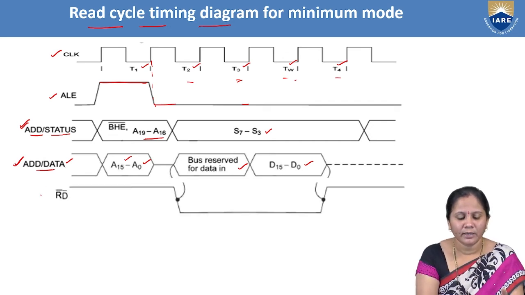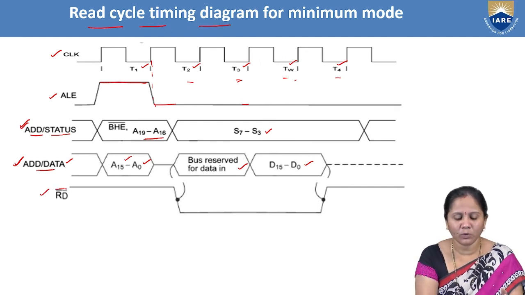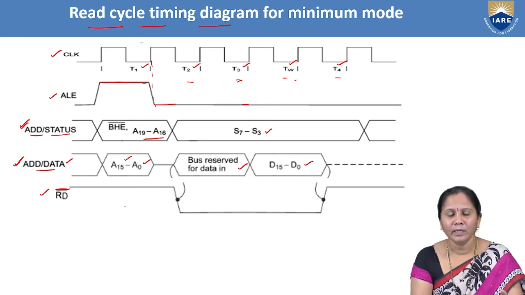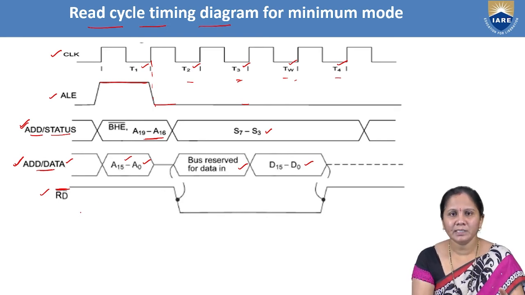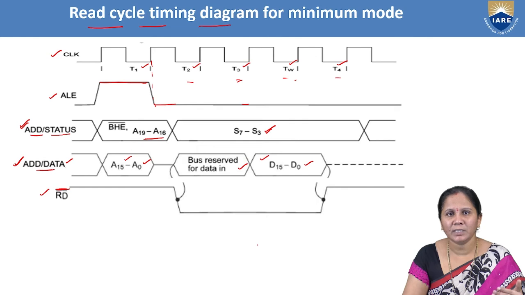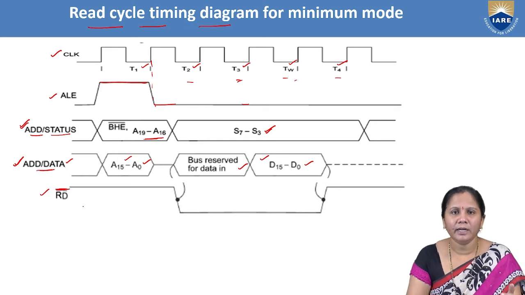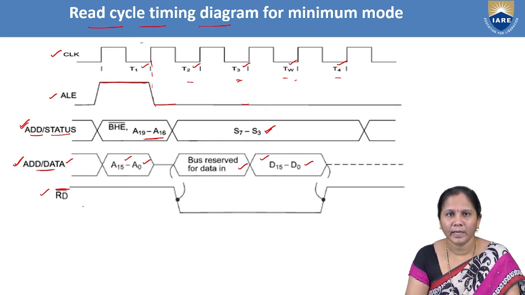And the next signal is RD bar. RD bar is an active low signal. Here RD bar represents the read signal. Wherever the data information is available, the data will be read. So where data or status information is available, during the time states T2, T3, TW and T4, only during these time states the read signal will be enabled.